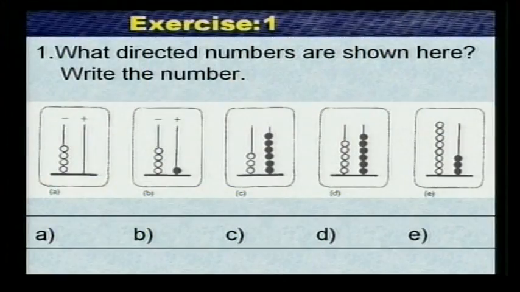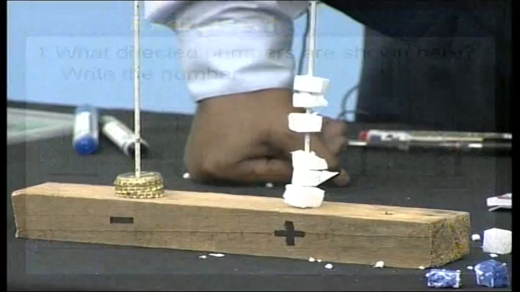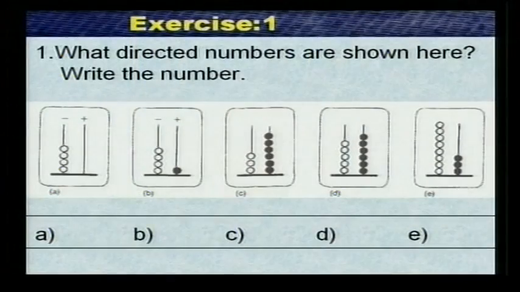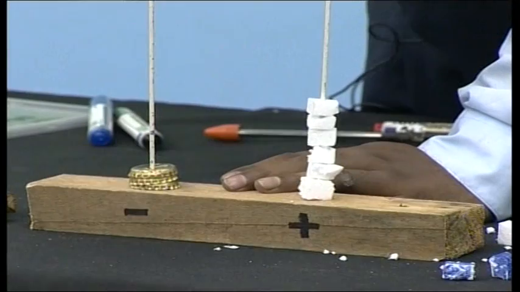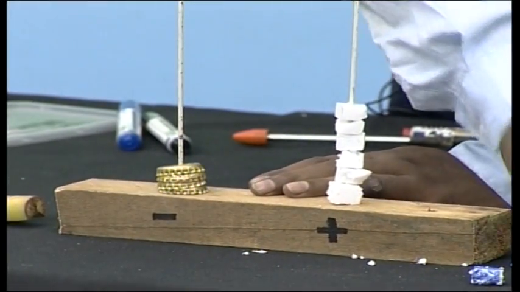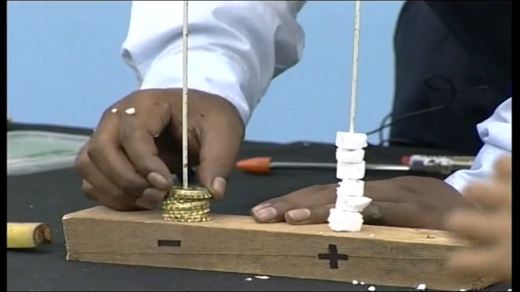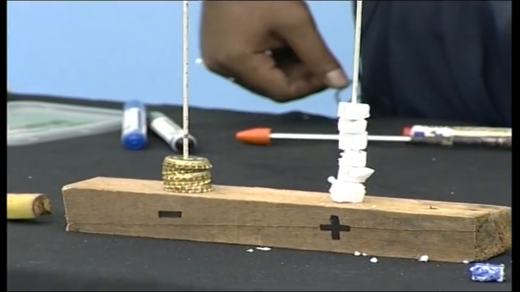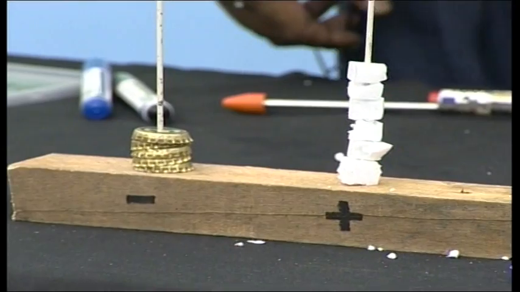Okay, the next one, exercise D. How many blocks should be on the positive? 6. And on the negative? 5. So we have 3 bottle tops already, so we'll add on 2 more. Class, what is our answer then?